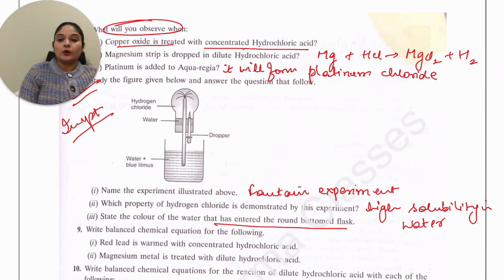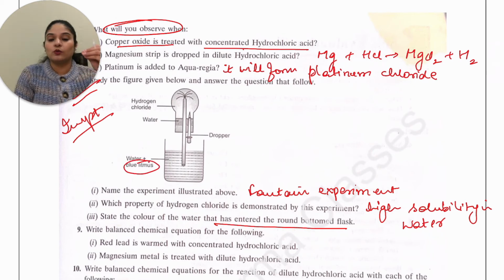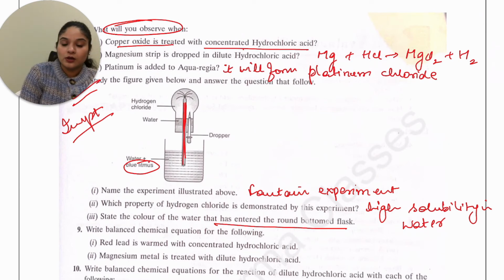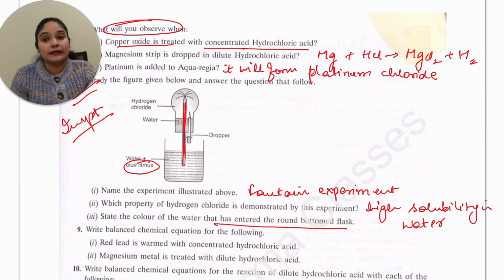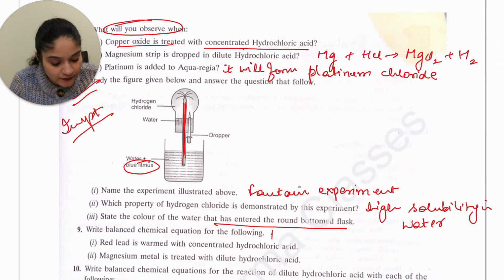A lot of students get confused with this. They think that the color that is over here is blue, so blue water is entering the flask. No, as soon as the water enters the flask, the color changes. If they ask what is the color in the tube, in this tube, then it is blue. But what is the color of the water that has entered the flask? That would be red. So your answer would be red.